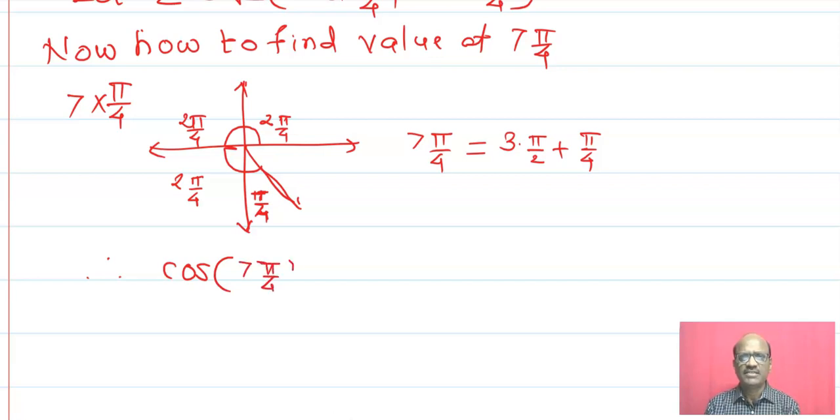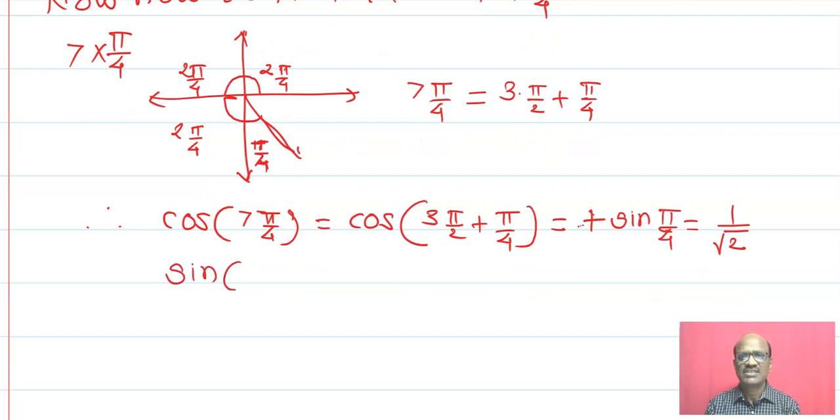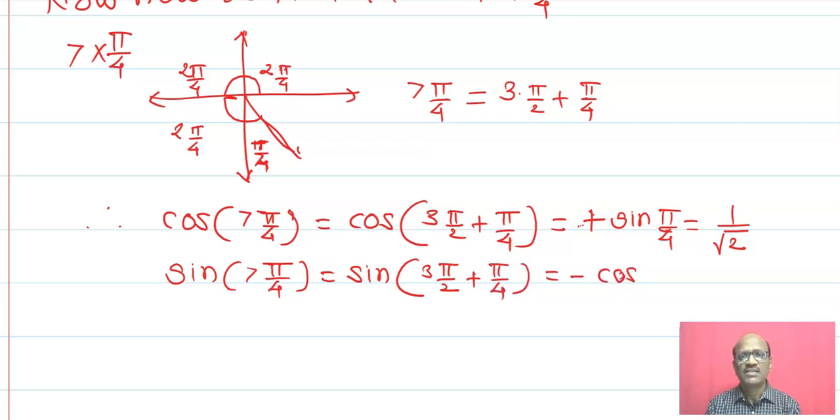Now 7 pi by 4 can be written as 3 pi by 2 plus pi by 4. Whenever the angle is an odd integral multiple of pi by 2 plus theta, the function changes. The function changes means sine becomes cos, cos becomes sine, tan becomes cot, sec becomes cosec. Therefore, cos of 3 pi by 2 plus pi by 4 is plus sine of pi by 4. Why is the plus sign given? Because in the fourth quadrant, cos is positive. Therefore, the final answer is 1 by root 2.